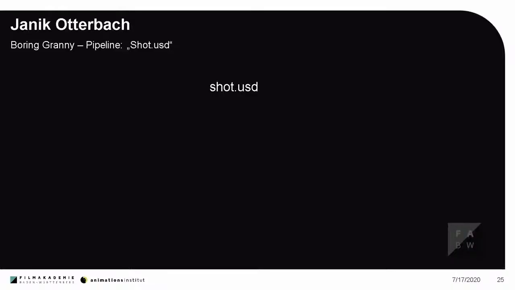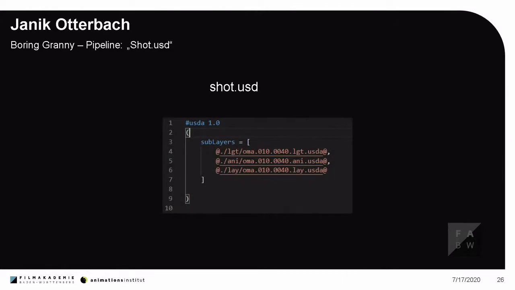So for every shot in this production, we have one file which is called Shot.usd. And this file describes the whole hierarchy and scene of a single shot. Let's have a look at how this file looks. We have an XML-like structure, but right now we cannot see any hierarchy. What we're seeing is that we're sublayering different files: one file for layout, one file for animation, and one file for lighting.